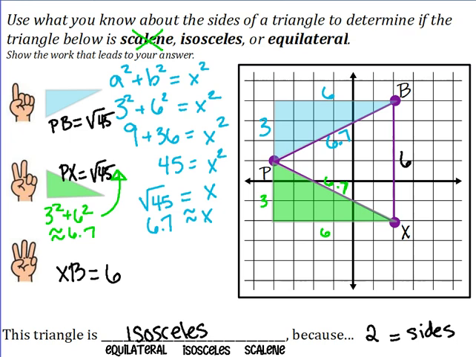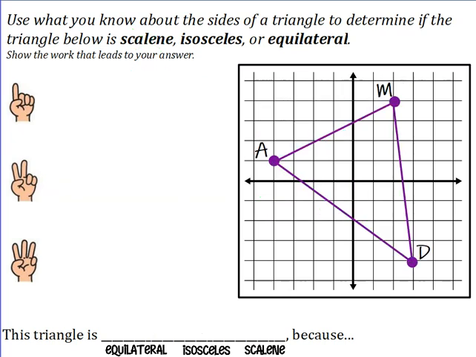Let's look at another example. In this triangle, let's use what you know to determine if it is scalene, isosceles, or equilateral. Well, we didn't get lucky on this triangle because AM, MD, and AD are neither of them along the grid lines. So I'll have to do the Pythagorean theorem 3 times. Can you see my 3 triangles? Bam! There they are.